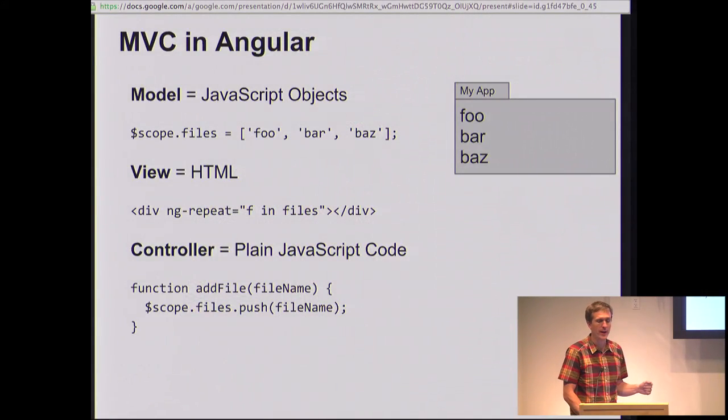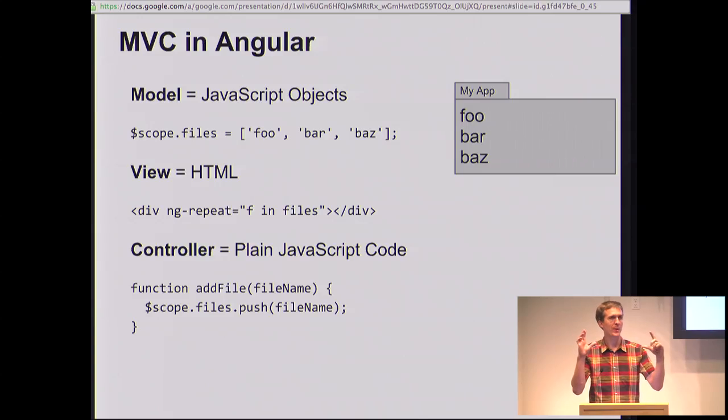So if, and this is not the full application, but basically, if I've got a JavaScript object called files with foo, bar, and baz in it, and I set up a view, a piece of HTML that contains a div with some special Angular bits, and we'll talk about those in a minute.